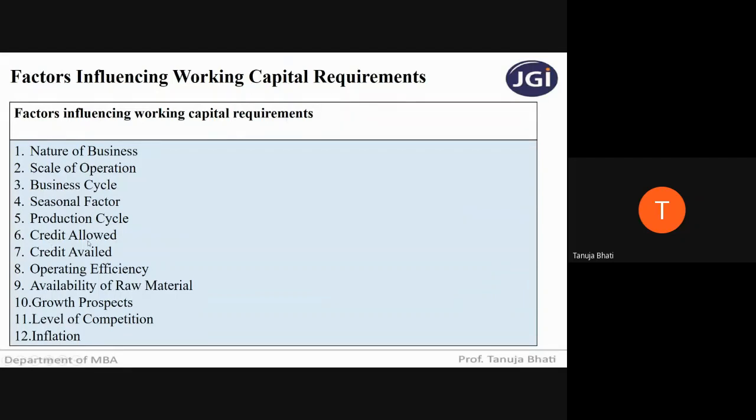Next is credit allowed. Students, credit allowed means those enterprises who are selling the goods on cash payment basis need very little working capital. But those who are providing credit facilities to the customers need more working capital, because it is obvious, if you're selling the goods on cash, you're immediately getting the cash. So there is no requirement of more working capital. But suppose you're selling the goods on credit, so your requirement of working capital increases, since you have not easily converted your stock into cash.